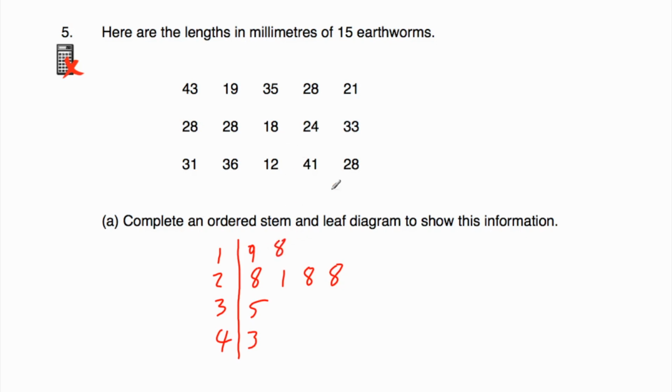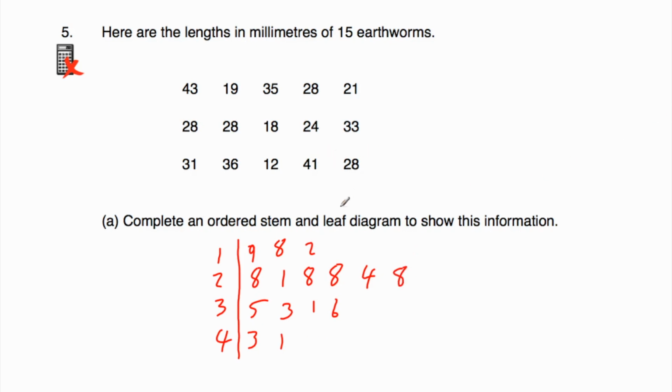18, an 8 in the 10s row. 24, that's going to be a 4 in the 20s row. 33, a 3 in the 30s row. 31, a 1 in the 30s row. 36, a 6 in the 30s row. 12, a 2 in the 10s row. 41, a 1 in the 40s row. And finally 28 will be an 8 in the 20s row.